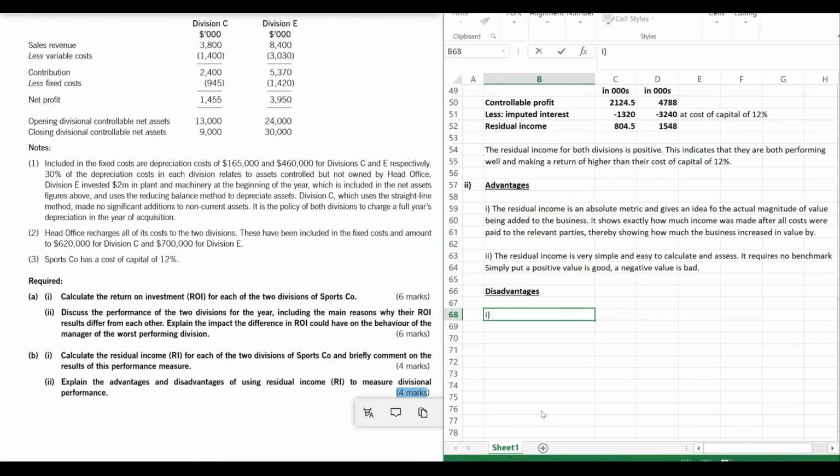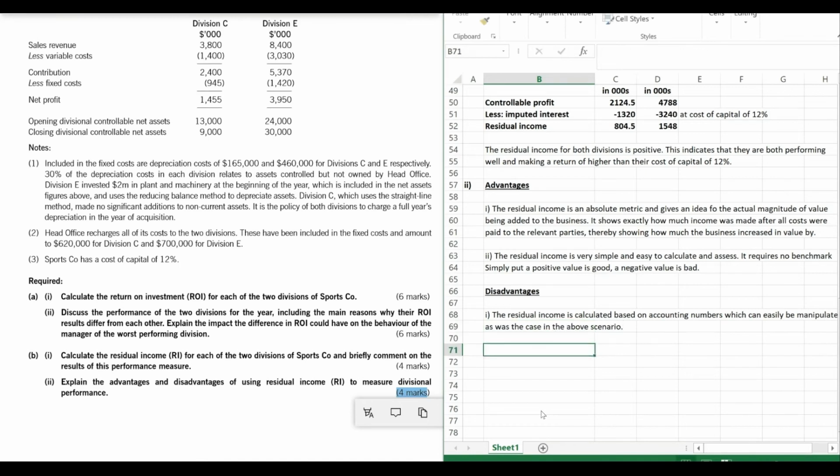Disadvantages. First one, always, like we said, for accounting based metrics like the ROI, like the residual income, they can easily be manipulated, as we've seen in this question. So the residual income is calculated based on accounting numbers which can easily be manipulated, as was the case in the above scenario.